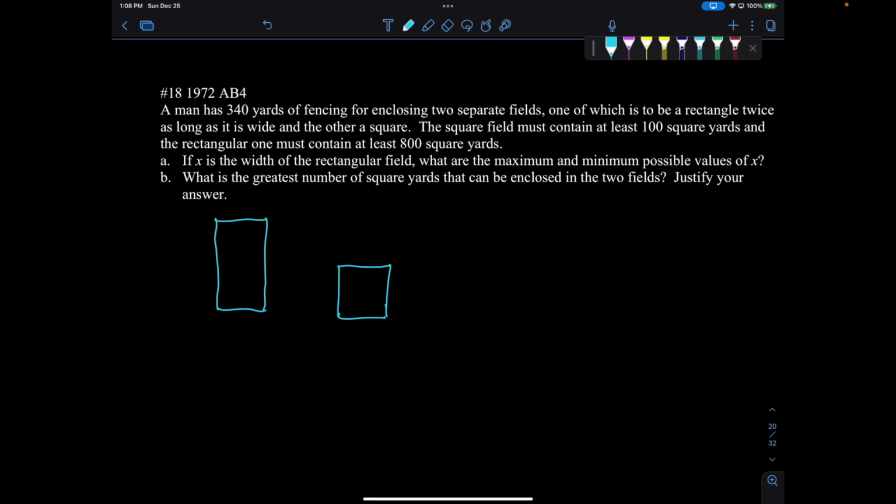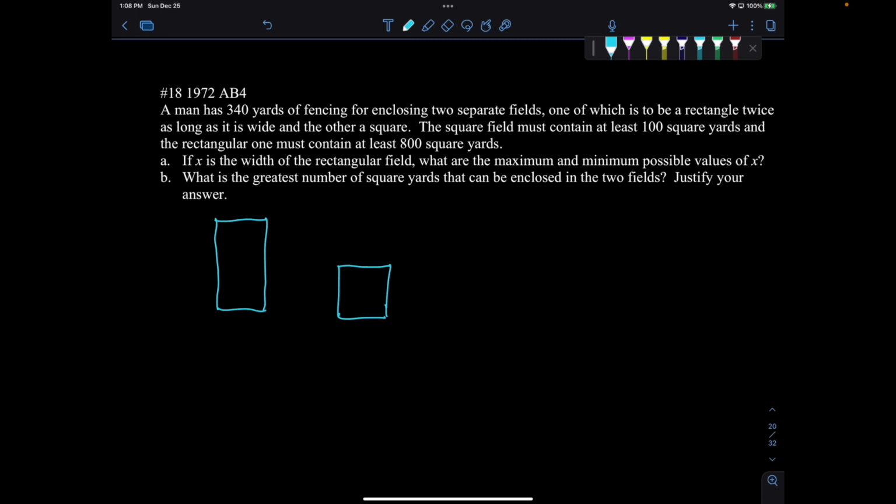Okay. The square field must contain at least 100 yards squared. So that's going to be at least, so greater than or equal to that. And the rectangle must be at least 800 square yards.